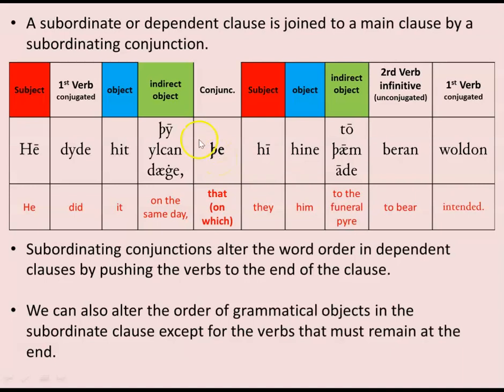So here we have a main clause: He did it on the same day. And now we just want to add some more information, and we attach a dependent clause. This is a clause that can't stand as a sentence in its own right. It provides extra information to the main clause. So it's dependent upon the main clause, and we need a subordinating conjunction to join the independent clause, this first part, to the dependent clause.